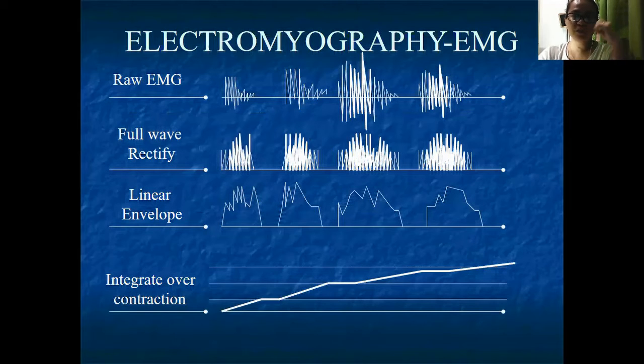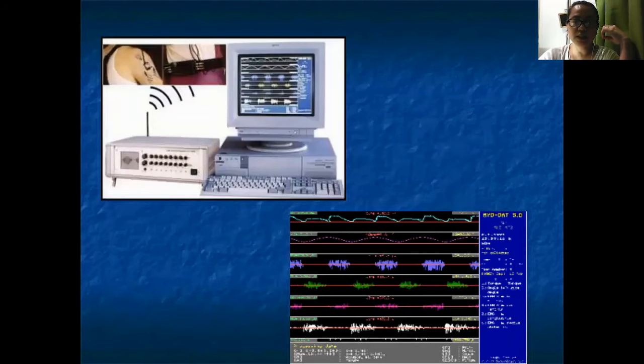So these are the electromyographs. These are myographs, meaning the electrical muscular action of your organ, which is particularly your muscles. These are raw EMG, full wave rectified, the linear envelope, and then the integrated EMG over contraction. This is how they record the electrical movement of your muscles. This is an example of EMG, but for today these are obsolete, from decades ago. But then there is also computerized tomography that we have in some of the hospitals here in our country.